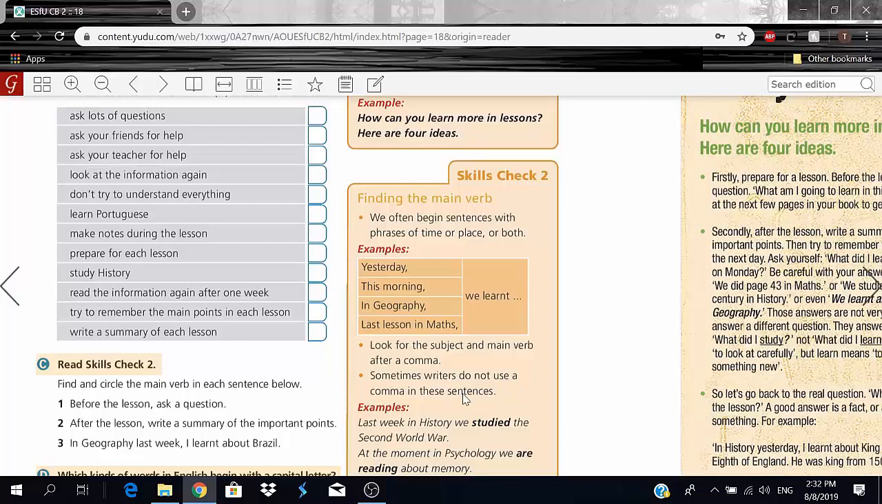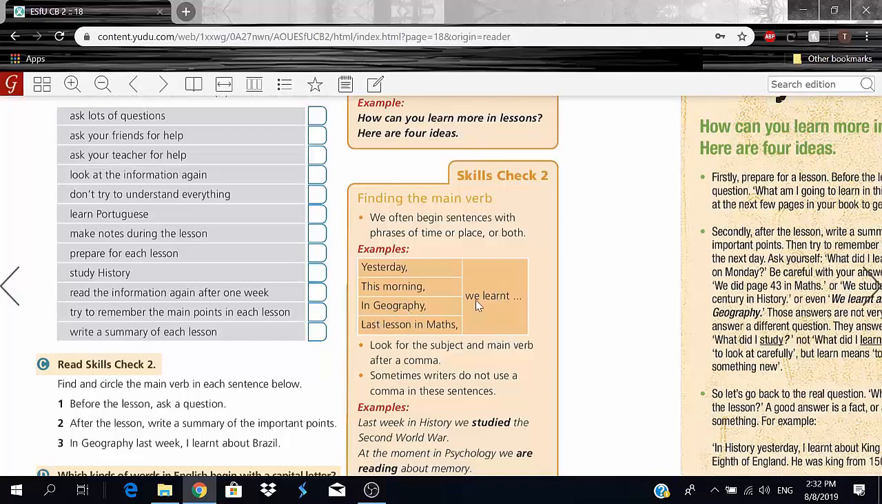And you gotta know that writers, sometimes, not always, do not use a comma in these sentences. So you're basically going to train how to find the main verb after the comma, even if it's not there, okay? So yesterday, comma, we learned, here's the main verb, learned. This morning, we learned, again, main verb.